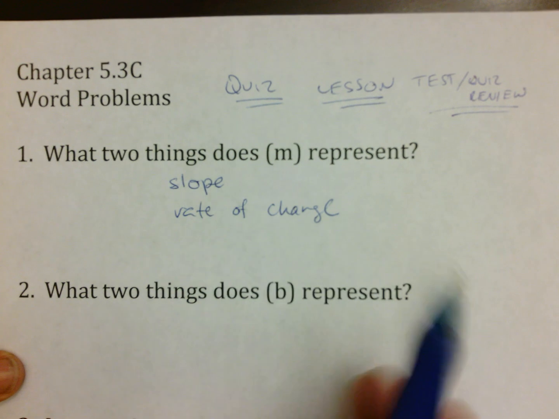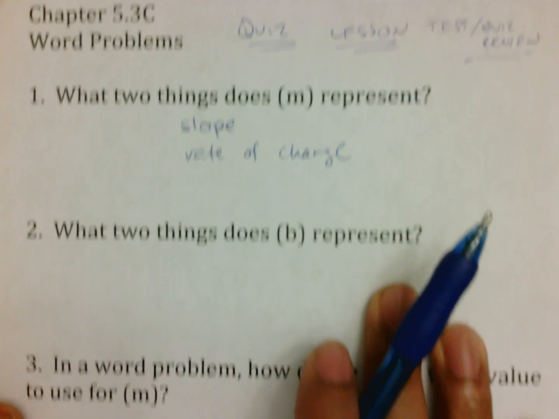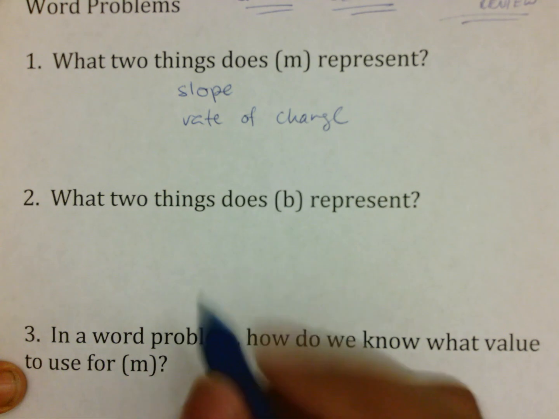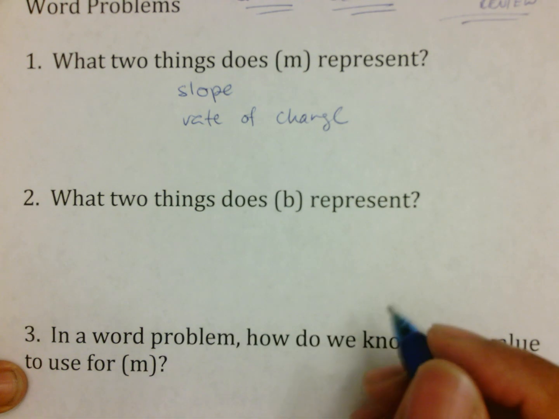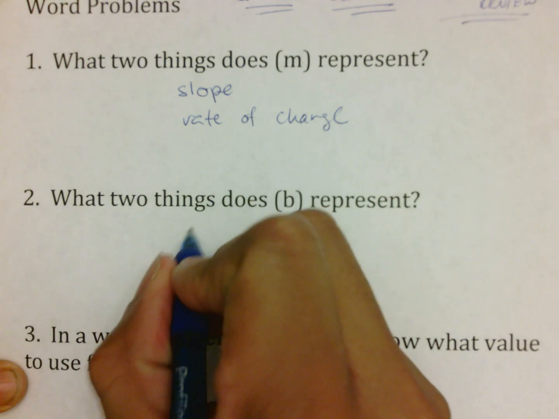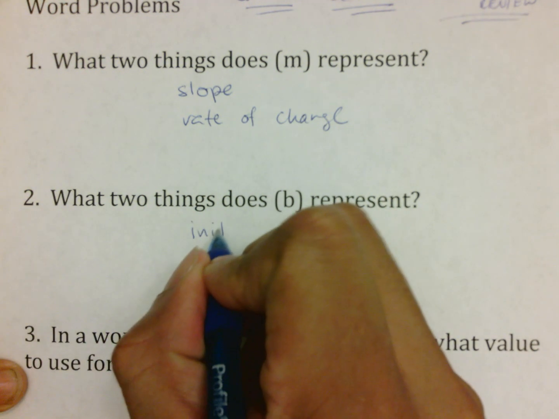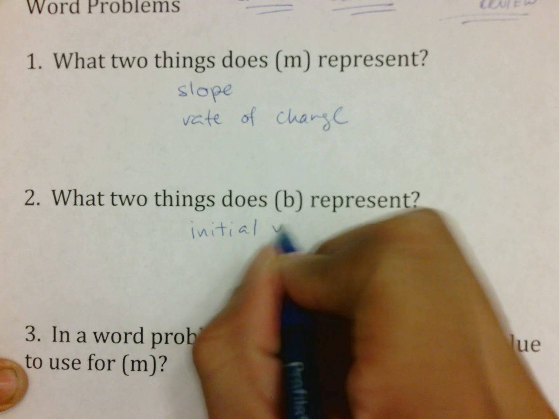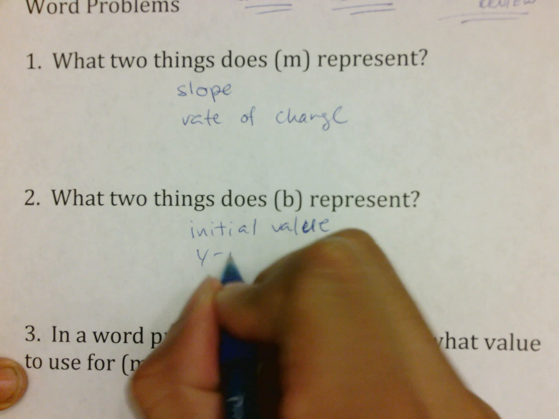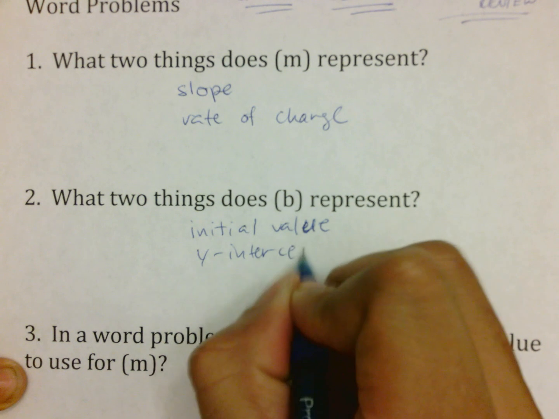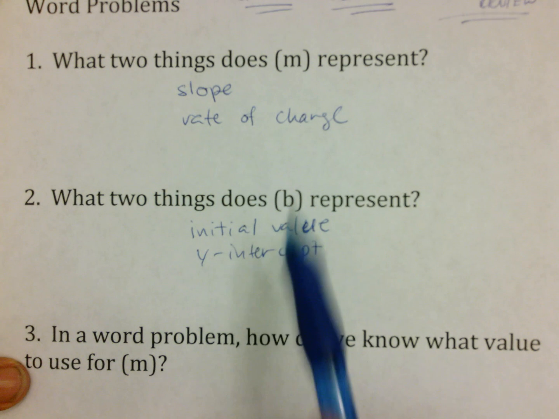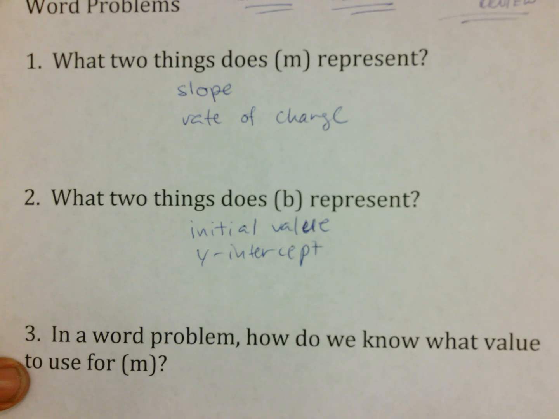Again, that was chapter 4. This is actually chapter 5. You want to make sure you know both of those two words, because those words are important, especially whenever you see them in problems in the book that we're going to be seeing. The two things that B represents we talked about were initial value, and also y-intercept.